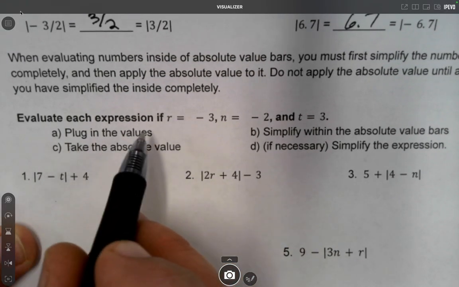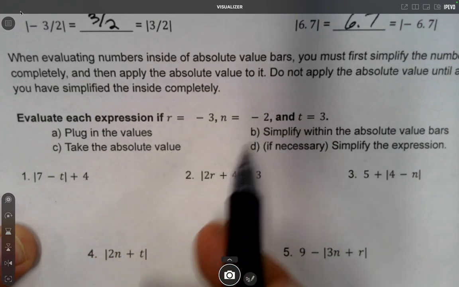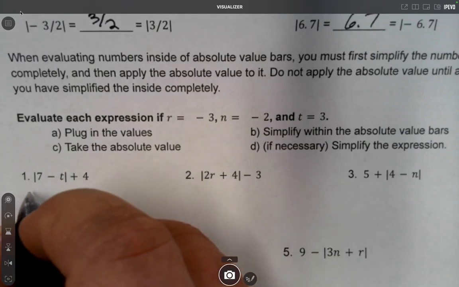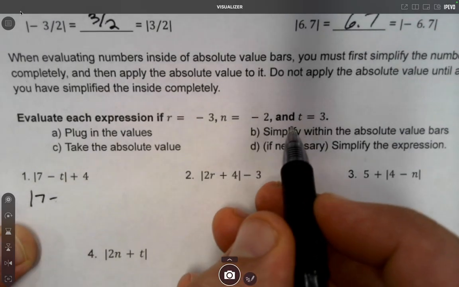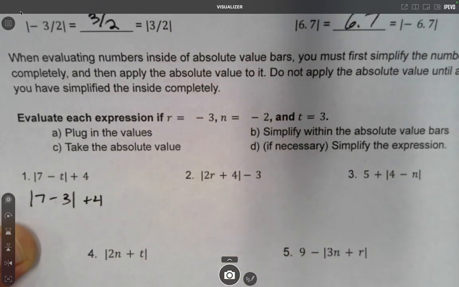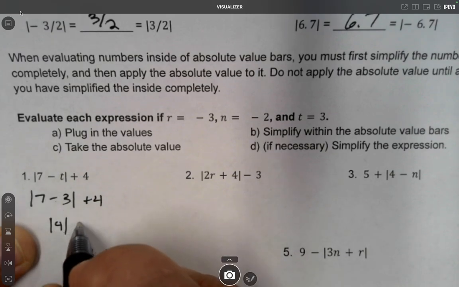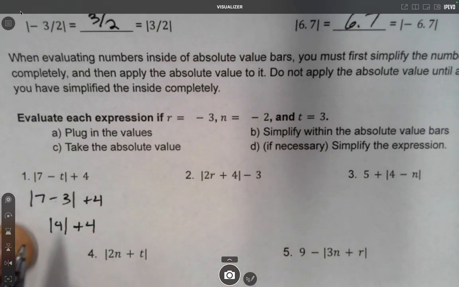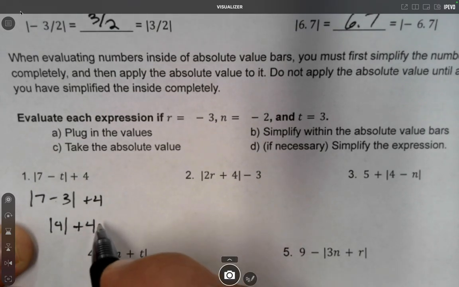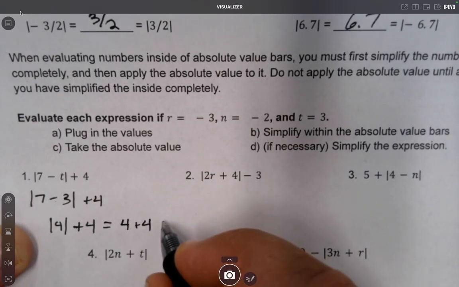This says evaluate each expression if r equals -3, n equals -2, and t equals 3. On this first example, I just need to plug in t. They said t equals 3. So what it was saying about simplifying everything inside completely, we need to go ahead and do the subtraction. 7 minus 3 is 4. Now that we've simplified what's inside, we can apply the absolute value. The absolute value of 4 is 4. And 4 plus 4 is 8.